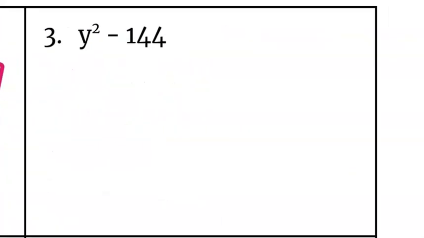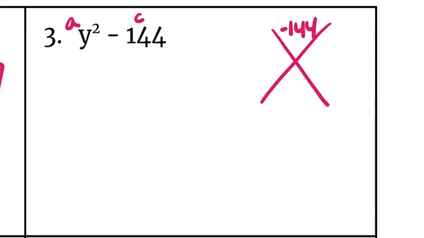Looking at number 3, now we have 2 terms. We have an a term and we have a c term. B is gone. So that means when we make our x puzzle, at the top we're going to do a times c, which is 1 times negative 144, which is negative 144. And then at the bottom I need to put b. Well, there is no b, so that's 0, because 0 times x would be gone. Then I need to think to myself, what will multiply to be negative 144 and add to be 0? And that would be negative 12 and positive 12.